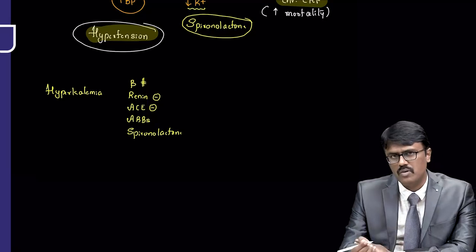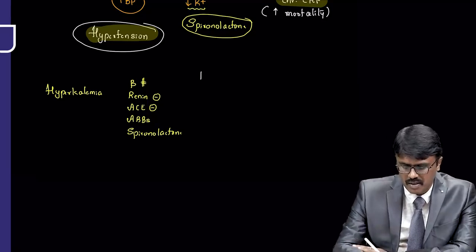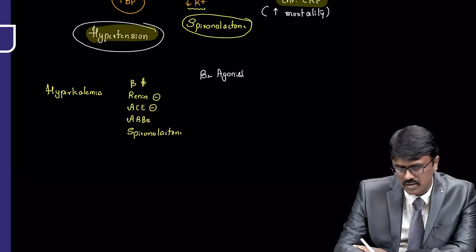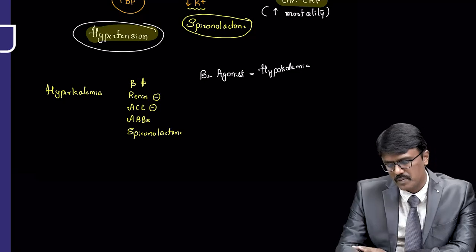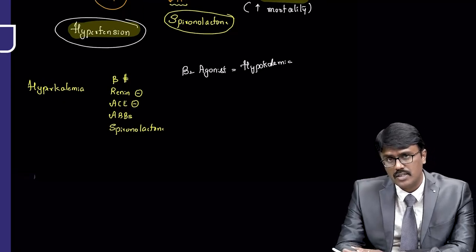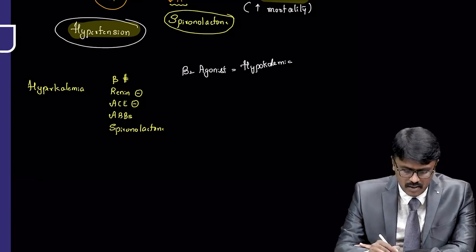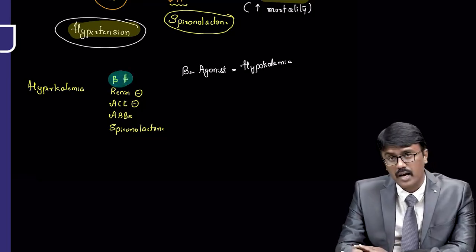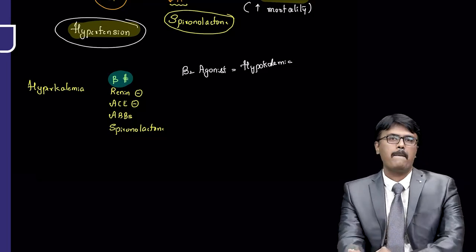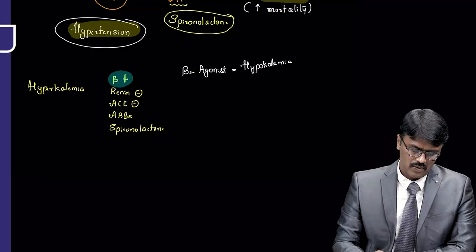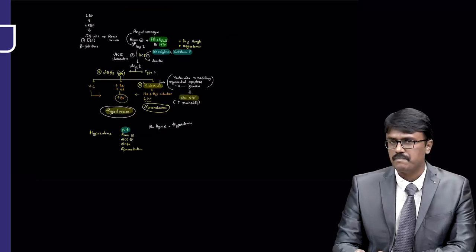I just want to correlate one more thing. You remember beta 2 agonist, for example salbutamol, causes hypokalemia. So we know that beta 2 agonist can cause hypokalemia. That's the same thing, you can correlate this. Beta blocker will cause hyperkalemia. So correlate these things. Now once we know the pathway, we understood these things.